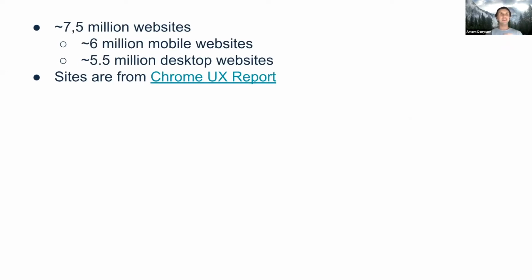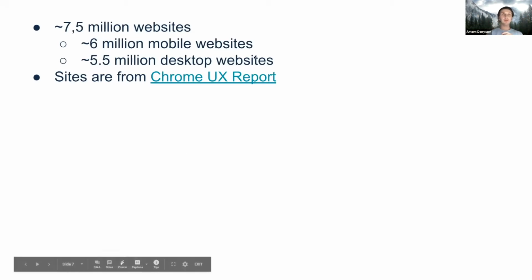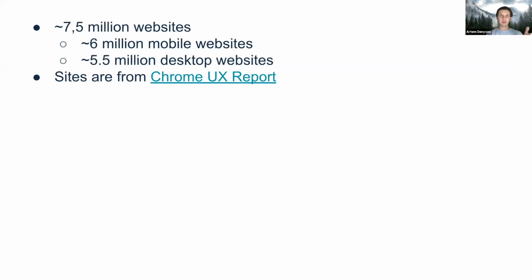So there are 7.5 million websites in the dataset. Among them, 6 million mobile websites and 5 million desktop sites. And these sites are grabbed using the Chrome User Experience Report. There's a link, so you can learn about it. But in general, this is a report about user experience of real world websites from users who are using Chrome, just Chrome.